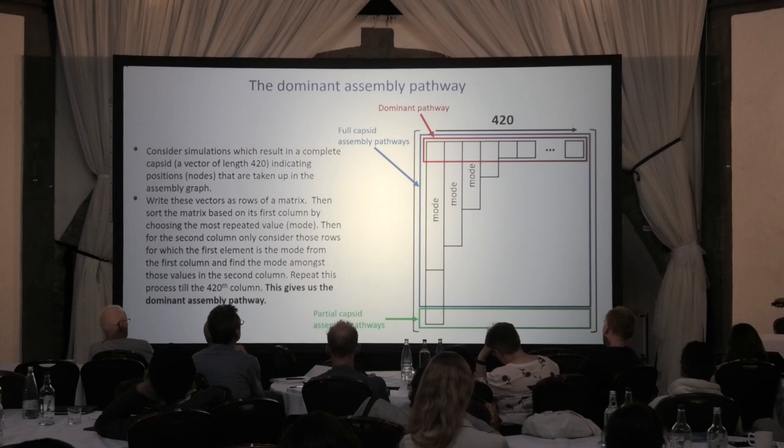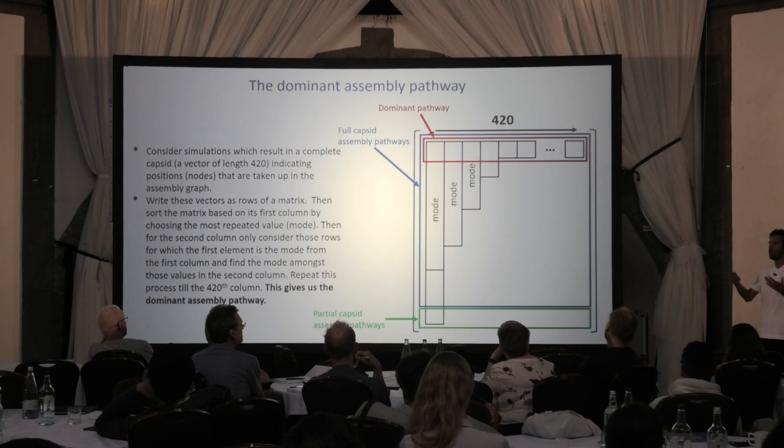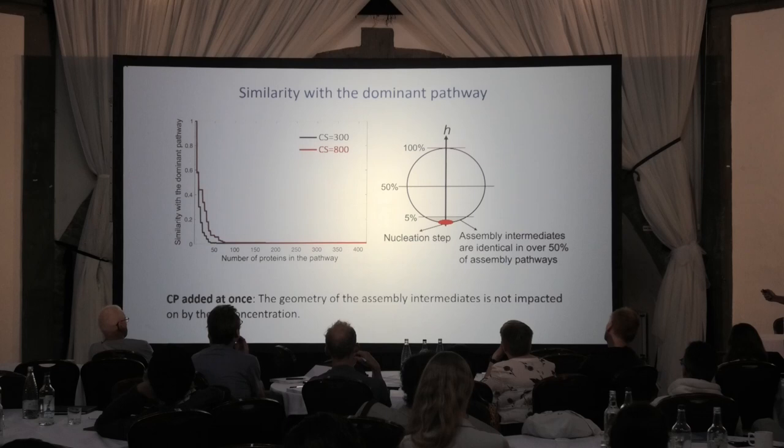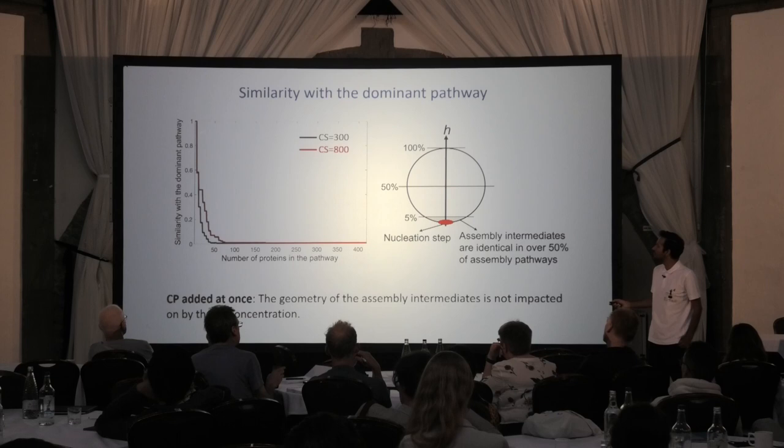What are the impacts of changing species concentration, or CS, and having coat protein either gradually or at once? Which in this case, we didn't see that much of an effect. Like, for example, this graph shows the similarity with the dominant pathway.